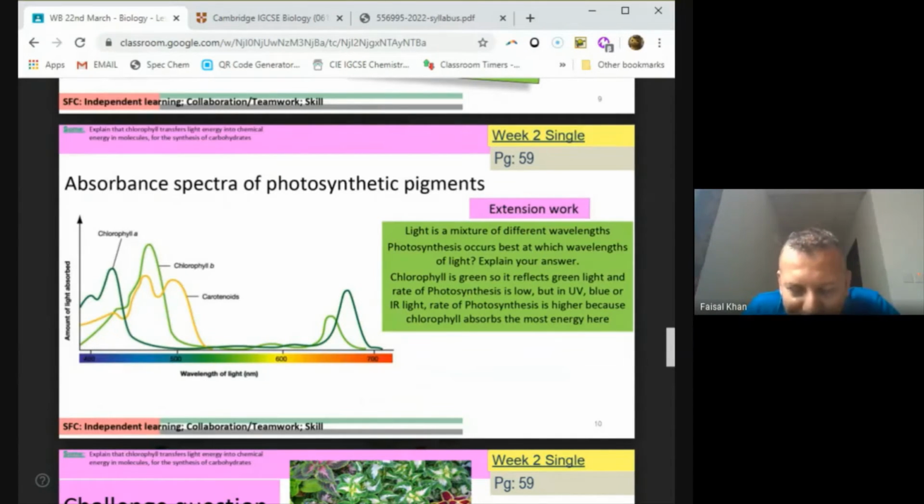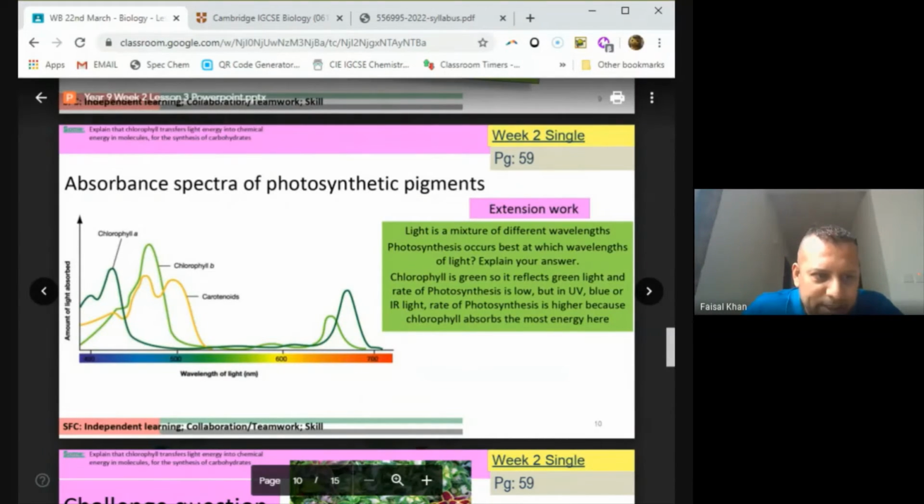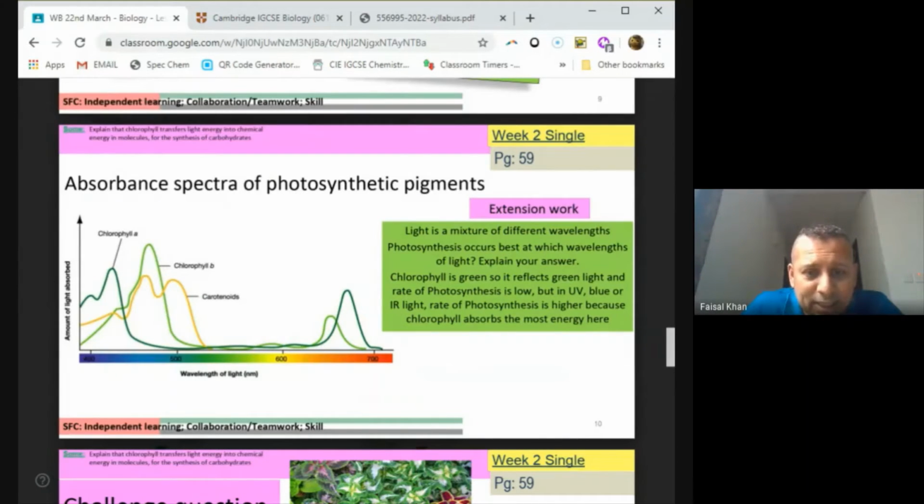That's how we can see rainbows, right? Now, that's the x-axis. The y-axis, the one going up and down, is telling you about the amount of light absorbed. So we can see, and this is all to do with photosynthetic pigments.